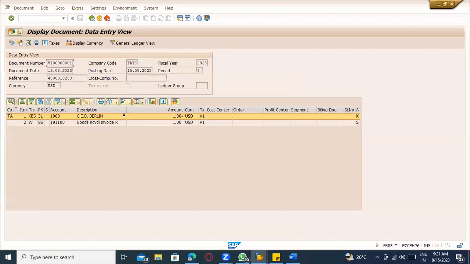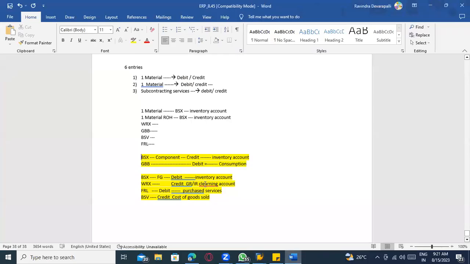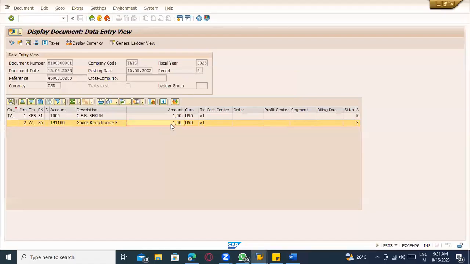So from the MM point of view, my GRIR clearing is done. Before that it was credit, earlier it was the credit. Now it is the debit. That is nullified. So there is no balance here for this purchase order. Clear? So this is the way we do the subcontracting process.